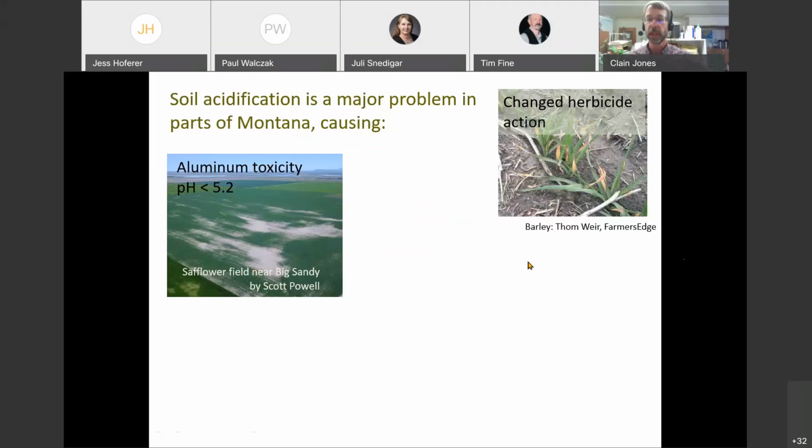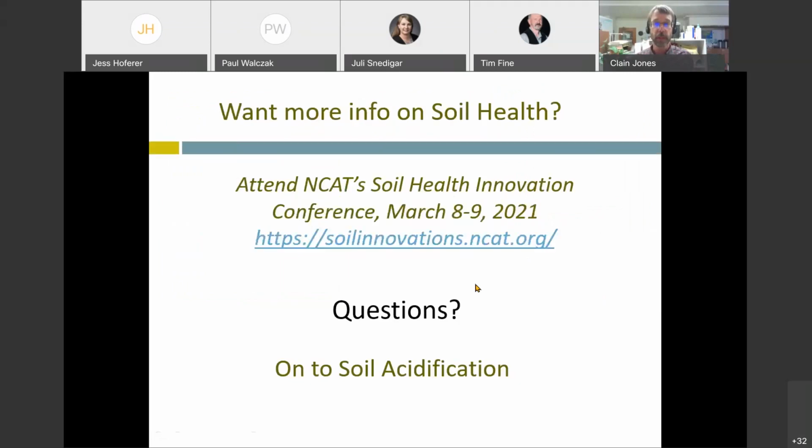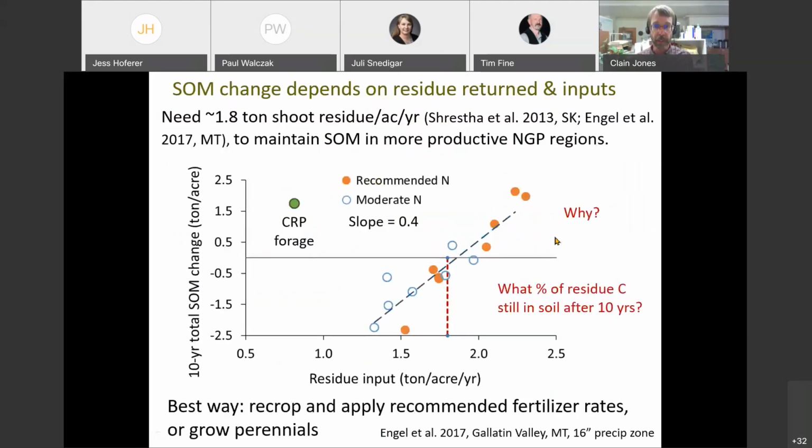And I did get a question that I want to tackle before I move on. In the last slide, where you need more than 1.8 tons per acre residue to maintain soil organic matter, was that in a continuous cropping system or what? So that was across cropping systems. Meaning that we plotted all of the data from those 2 fallow systems, 4 recrop systems, 2 of which one was hayed and one was a cover, and then a perennial. So all the points are here, and it didn't really seem to matter whether it was recrop or fallow, but 1.8 tons per acre per year was the threshold to maintain soil organic matter.